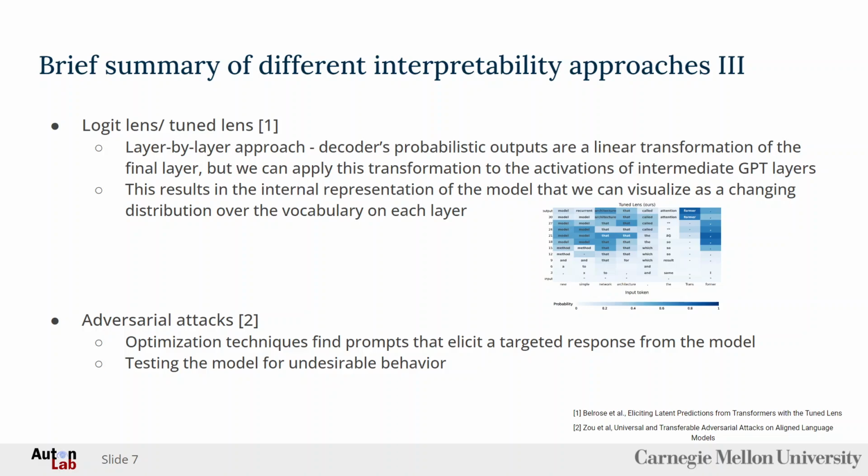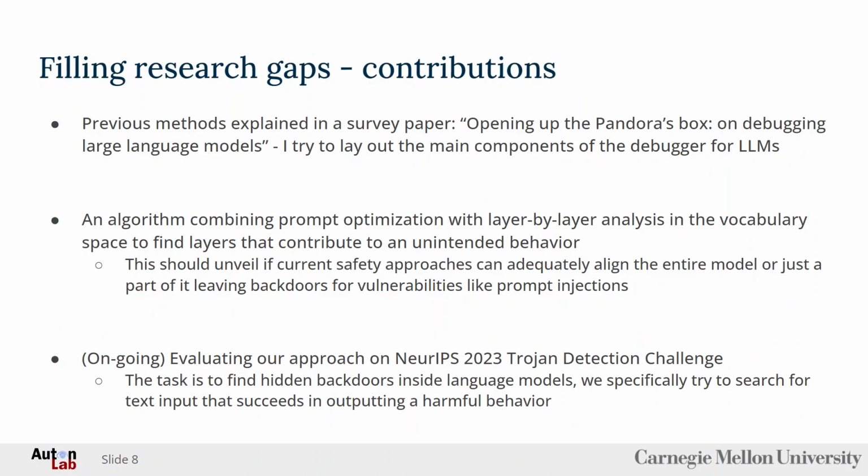Adversarial attacks are pretty good because they can target undesirable behavior, and we can test in what kind of circumstances, on what kind of input sequences the model outputs such undesirable behaviors. And there are optimization techniques that find such prompts.